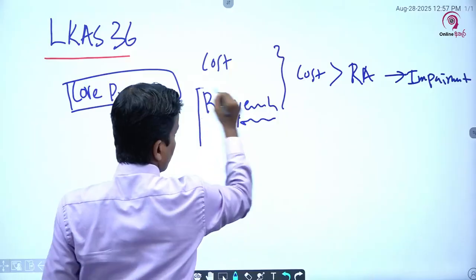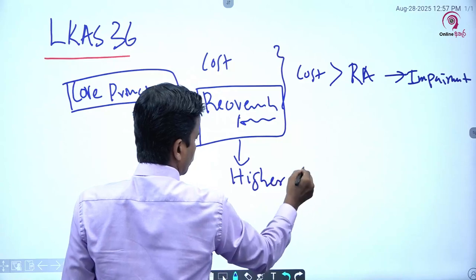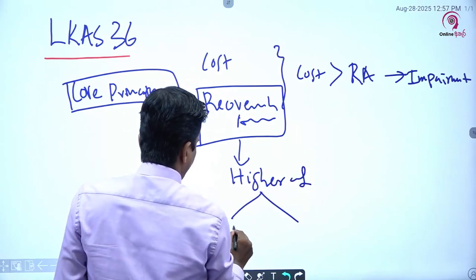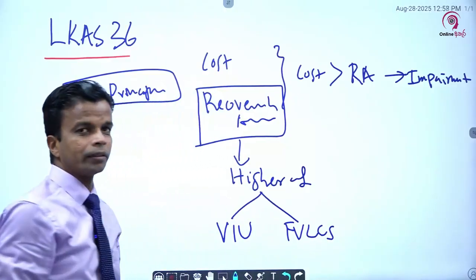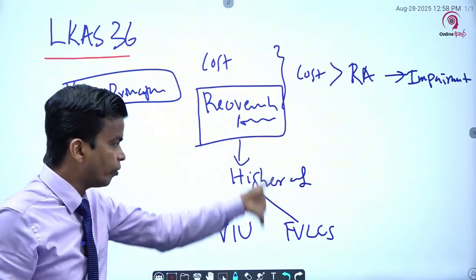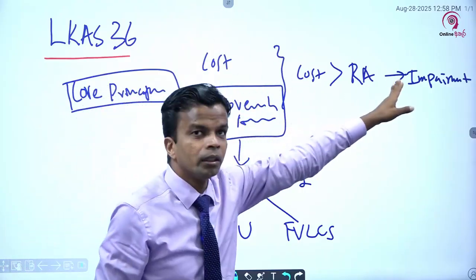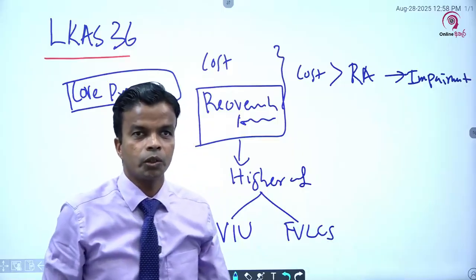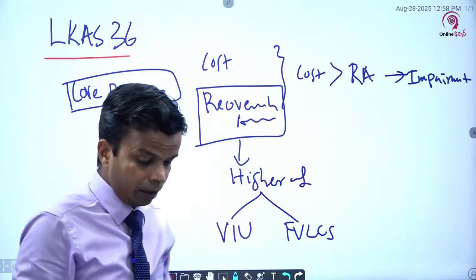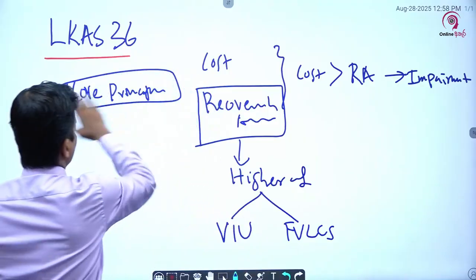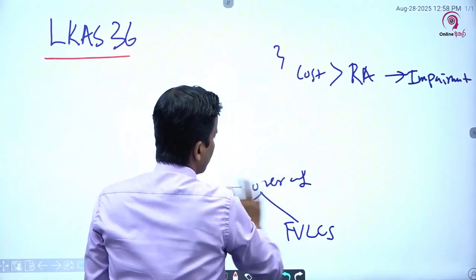So what is recoverable amount then? Recoverable amount is the higher of value in use or fair value less cost to sell, right? Whichever is higher is your recoverable amount, compared with the cost. If the cost is higher than recoverable amount, the remaining should be recognized as impairment loss. So that's the core principle. But the core principle should be applied to determine whether there is an impairment.